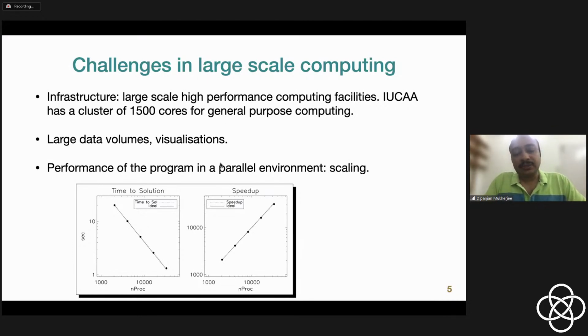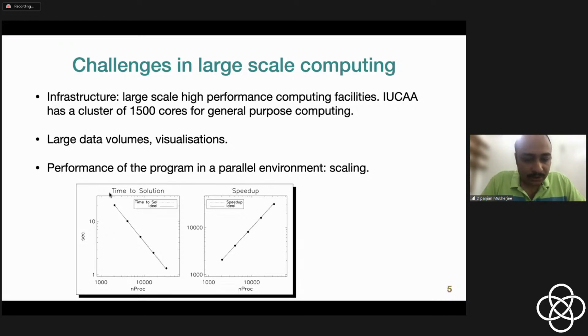And a typical thing that you'll often hear when you hear about large-scale computing facilities is scaling. If you take a problem and distribute it over several different processors, how efficient is it? Is your code such that if you keep on increasing the number of processors, you keep gaining speed? For example, look at this plot that I've taken from the Pluto manual.